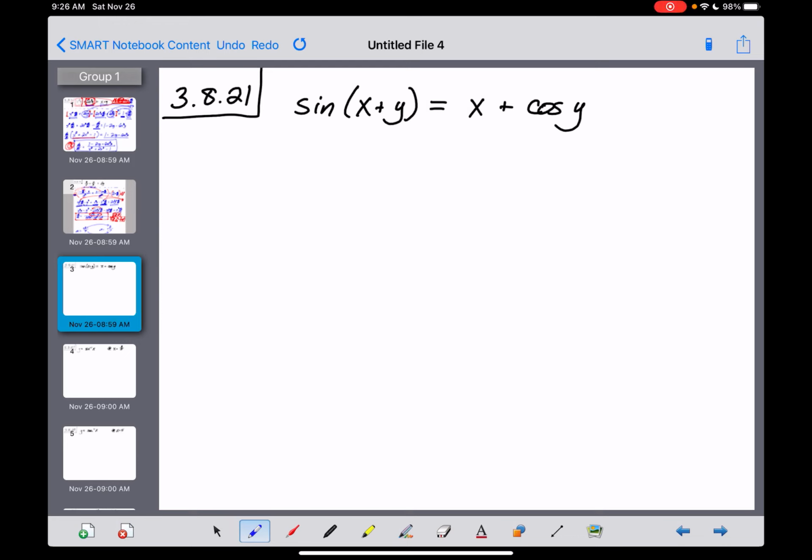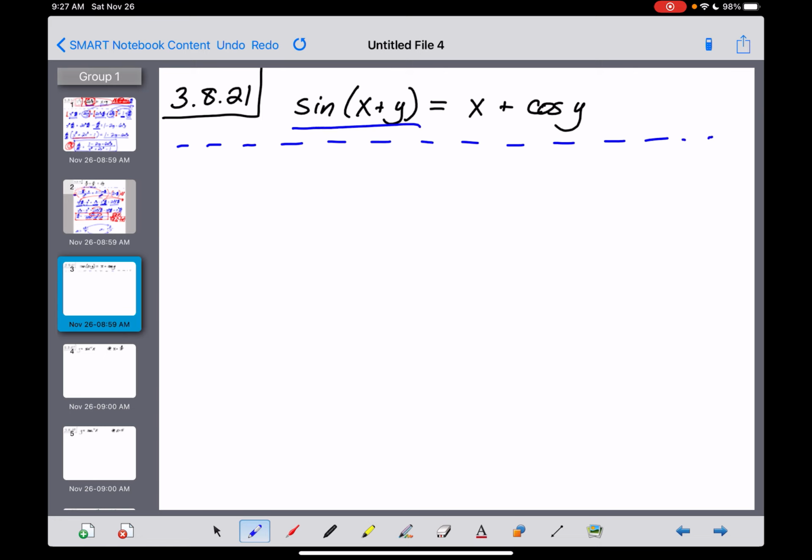In number 21 here in 3.8, we're taking the sine of the sum of x and y, and that's equal to x plus cosine of y. So we've got some trig involved right here, but the good news is, I don't see any products or quotients that are going to require the product or quotient rule. So hopefully this one isn't going to be too bad. I don't think there's any manipulation we need to do at the beginning, so let's get working on it.